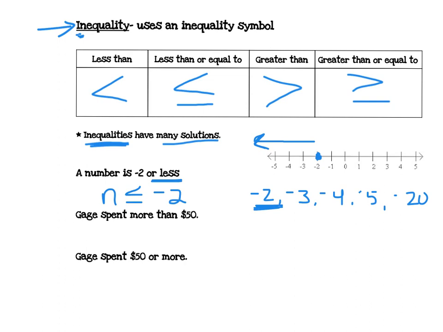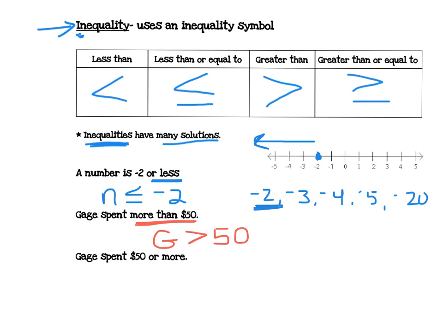Let's take a look at another one here. Gage spent more than $50. So we could say, I'm going to use G for Gage. He spent more than 50. So the amount he spent was greater than $50. He could have spent like $55. He could have spent $75. He could have spent $100. We don't know exactly what it was, but we just know that it was more than 50. Could we say that Gage spent exactly $50? No, that wouldn't be true. He spent more than 50, so it has to be a number greater than 50.